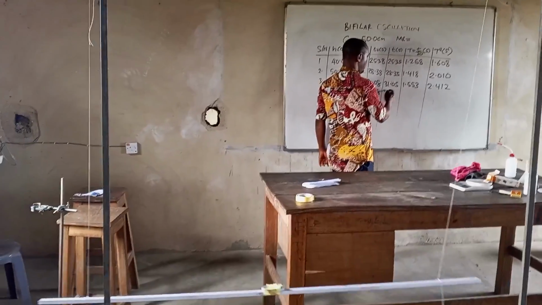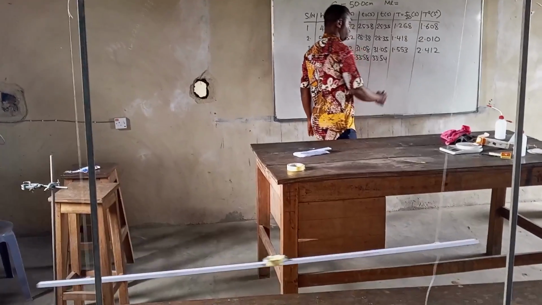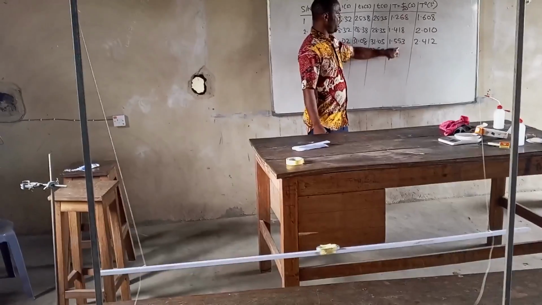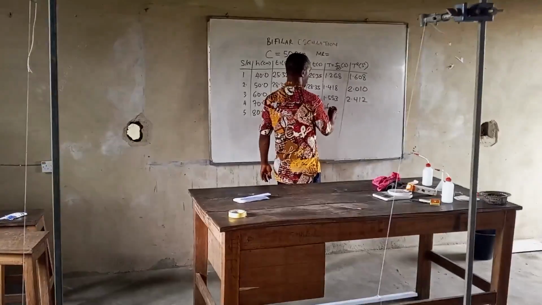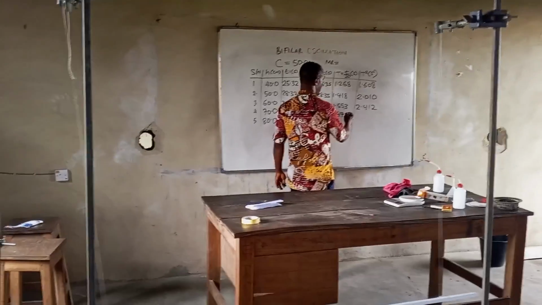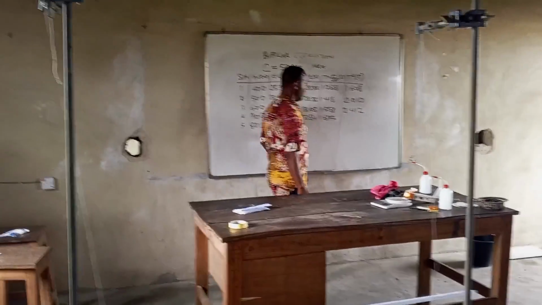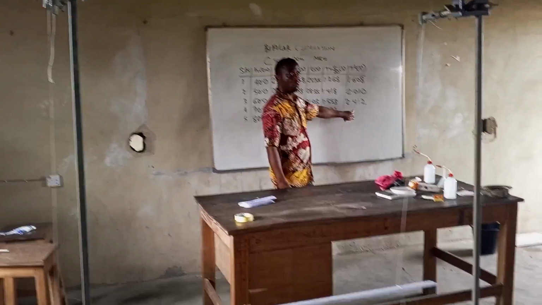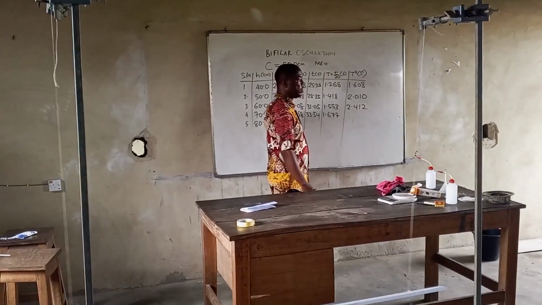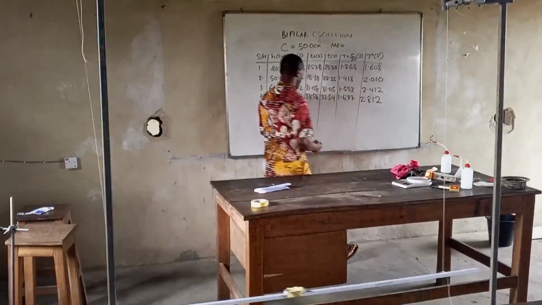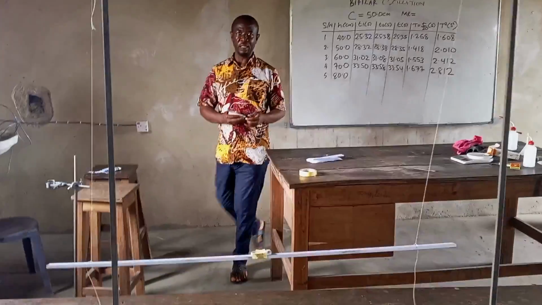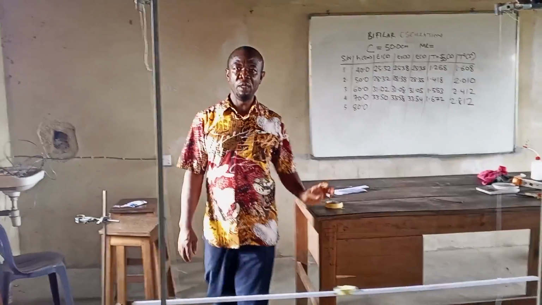33.54. Divide by 20 to find the period: 1.677. Square the period to get 2.812. So go to the last one when the length is 80 cm. When the height is 80 cm.